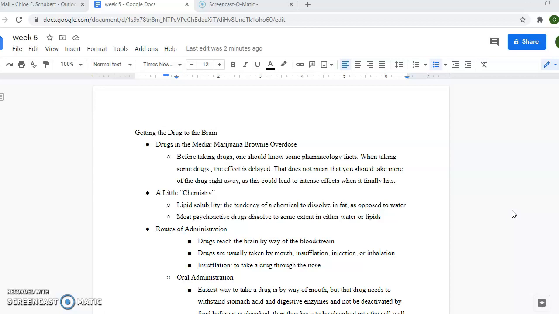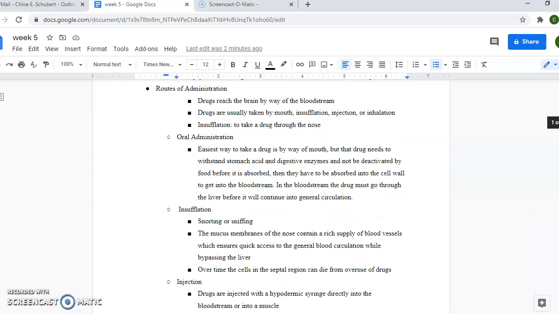A little chemistry. Lipid solubility is the tendency of a chemical to dissolve in fat as opposed to water. Most psychoactive drugs dissolve to some extent in either water or lipids. Routes of administration. Drugs reach the brain by way of the bloodstream. Drugs are usually taken by mouth, insufflation, injection, or inhalation.